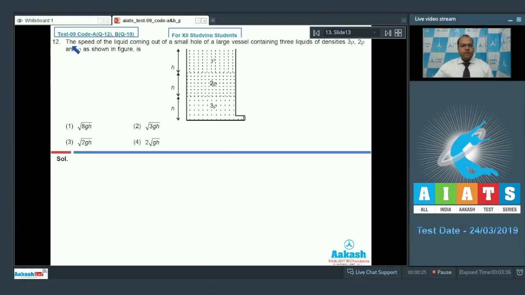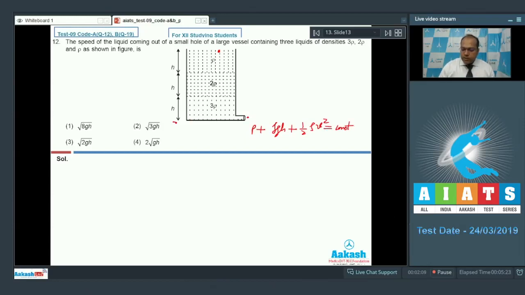In question number 12, the speed of liquid coming out of a small hole of a large vessel containing 3 liquids of densities 3 rho, 2 rho and rho as shown in the figure is asked. So if I apply the Bernoulli principle at this point and at this point, when the liquid just ejects from the hole, then on this streamline I can apply the Bernoulli equation as P plus rho gh plus half rho v square is equal to constant.